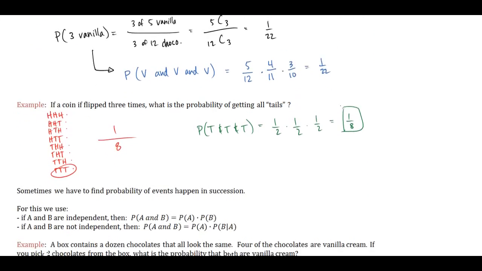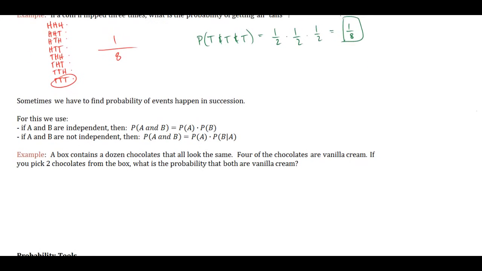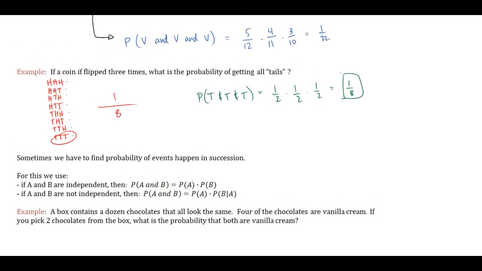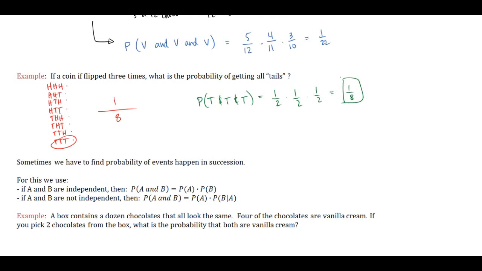All right, let's keep moving on then. We're on a roll. Sometimes we have probability that has to happen in succession, and that's really kind of what we've just done up here. For this first one, if they're independent, meaning like the flipping of the coins, then you can just multiply the probabilities together. What's the probability of tails? What's the probability of tails? The 2 coins do not depend on each other.